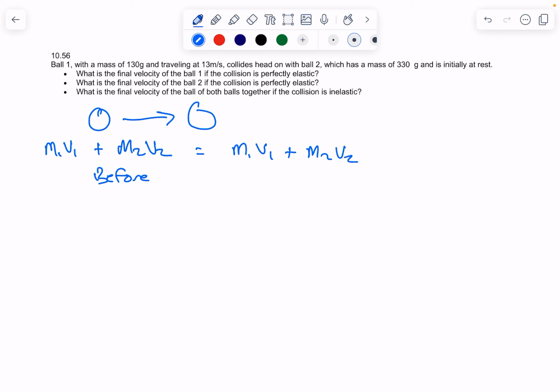Now what I like to do is I like to call this the after. I like to find the after. I'll call this x and I'll call this y, because then what I can do is graph this in Desmos.